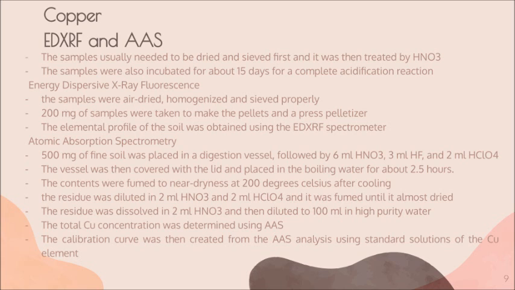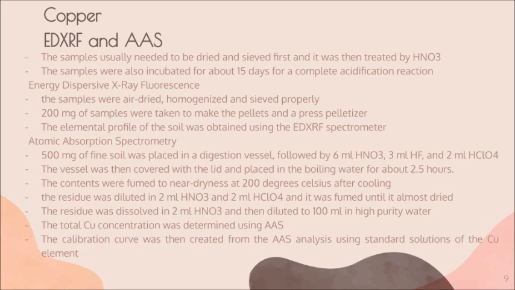maximize the acidification reaction. For EDXRF, 200 milligrams of the sample were taken to make pellets, and the elemental profile of the soil was obtained using the EDXRF spectrometer. For AAS, 500 milligrams of the fine soil was placed in a digestion vessel along with nitric acid, hydrogen fluoride, and perchloric acid. The vessel was then covered and placed in boiling water for 2.5 hours.